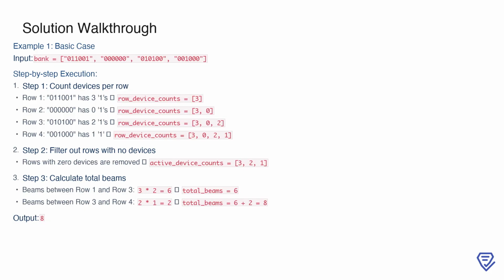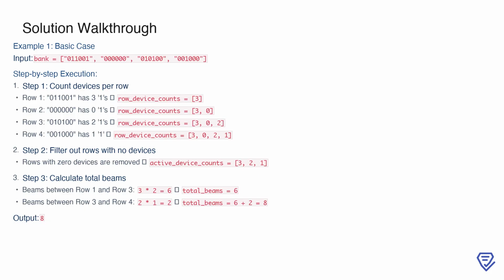Next, we filter out rows with no devices. Since row 2 has 0 devices, it is removed, leaving us with active_device_counts equals 3, 2, 1. Now we calculate the total laser beams between these active rows.